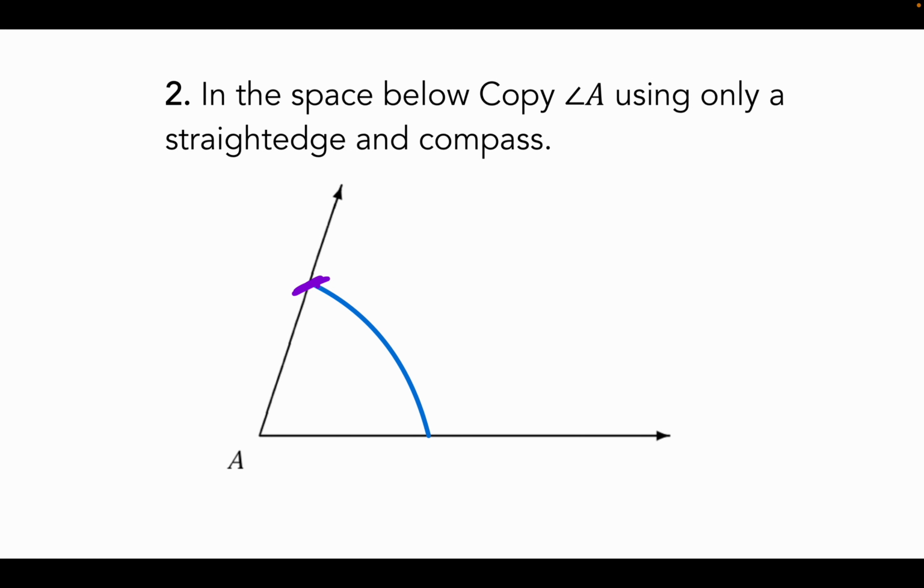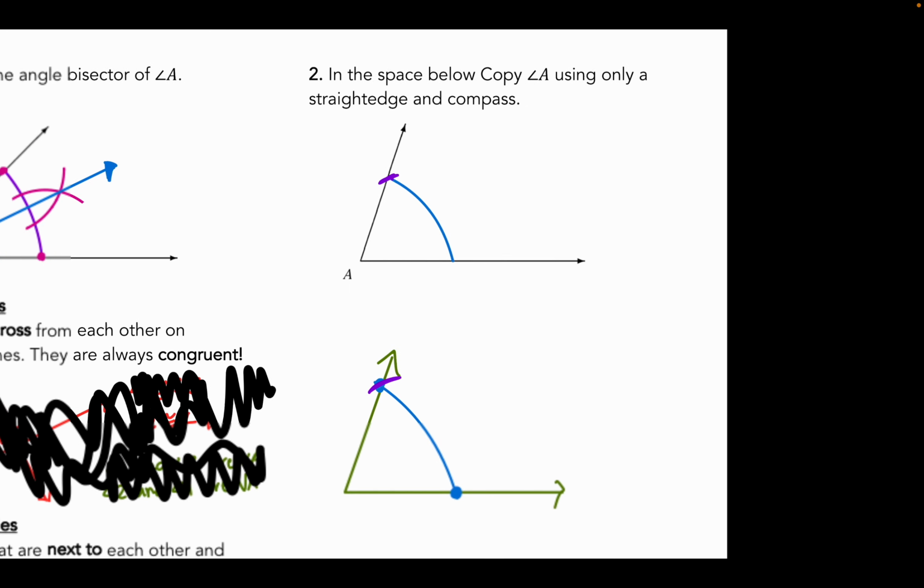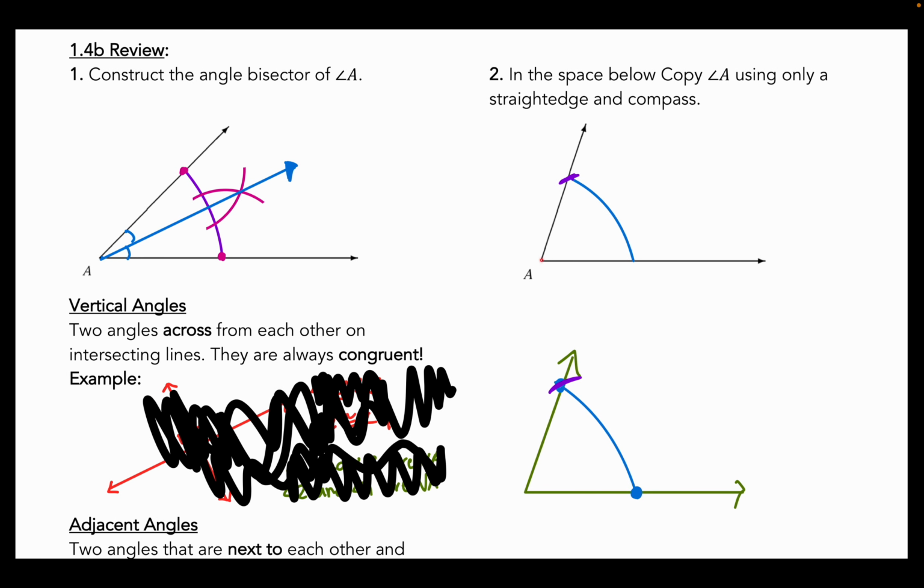Number 2, in the space below, copy angle A using only a straightedge and a compass. First, you're going to take your straightedge and just make a straight line. So you're going to make this bottom line segment, and then from there you're going to get the arc from here to here, measure out that distance, and get that distance on there.